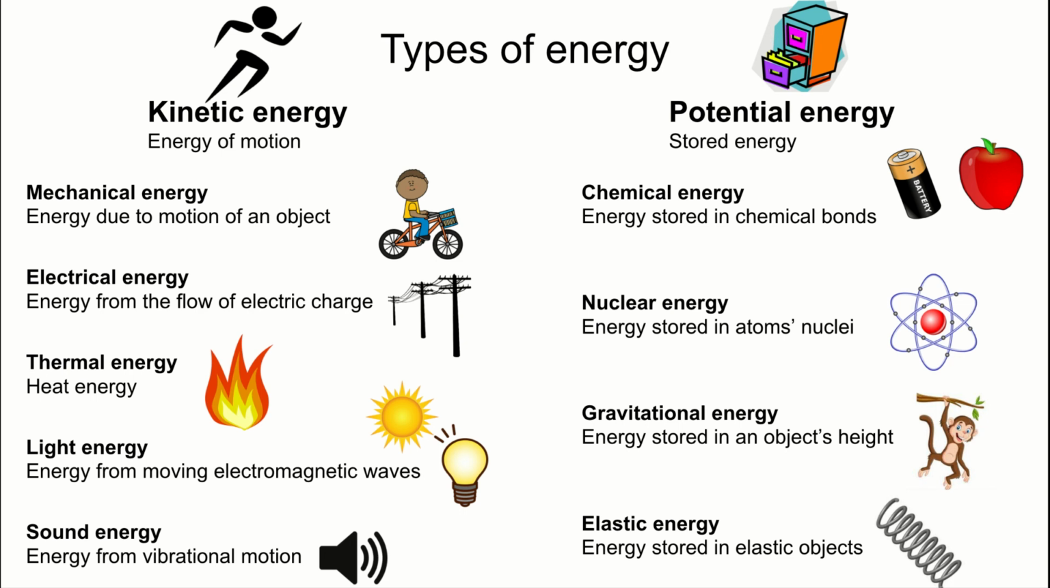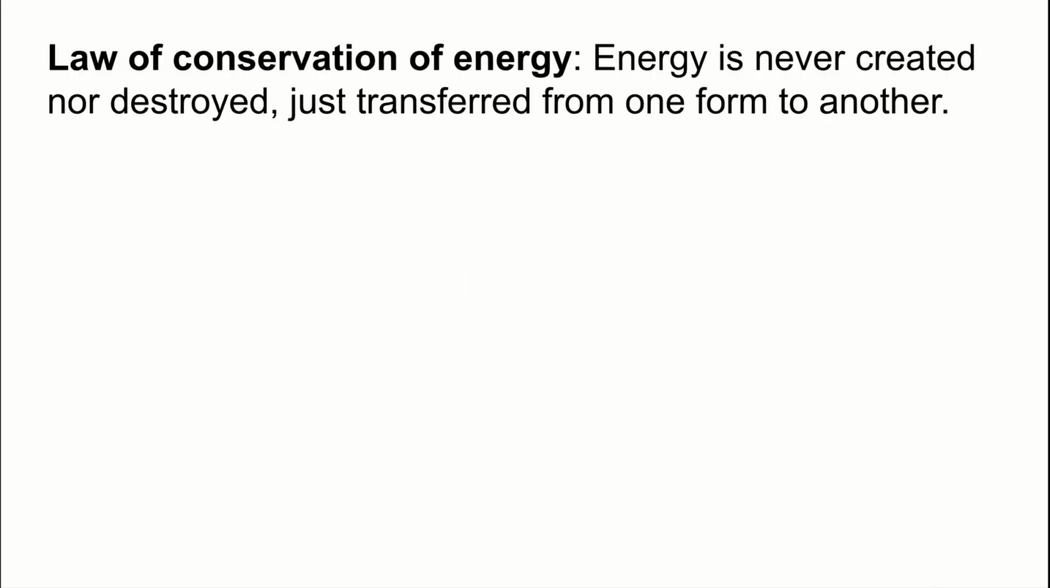So I've already started talking about energy being transferred from one form to another, like how this energy can be released in a nuclear power plant. And that's really the next thing we need to think about, how energy can be transferred between these different forms. First, the law of conservation of energy. Energy is never created or destroyed, it's just transferred from one form to another.